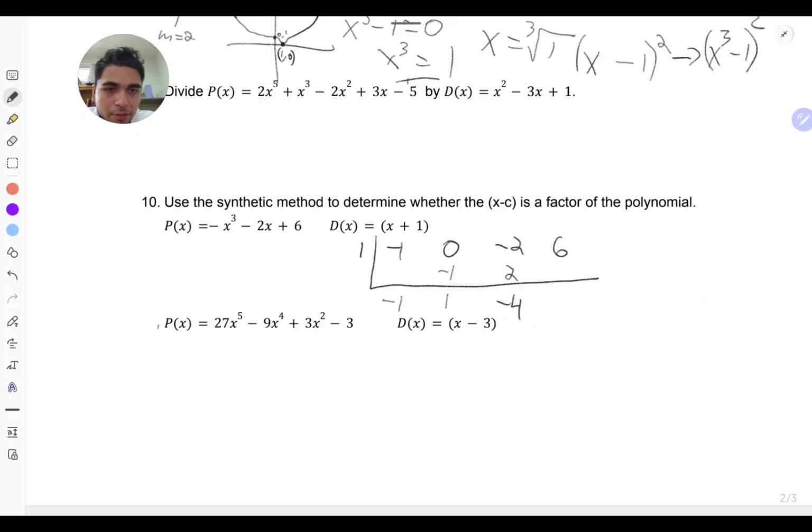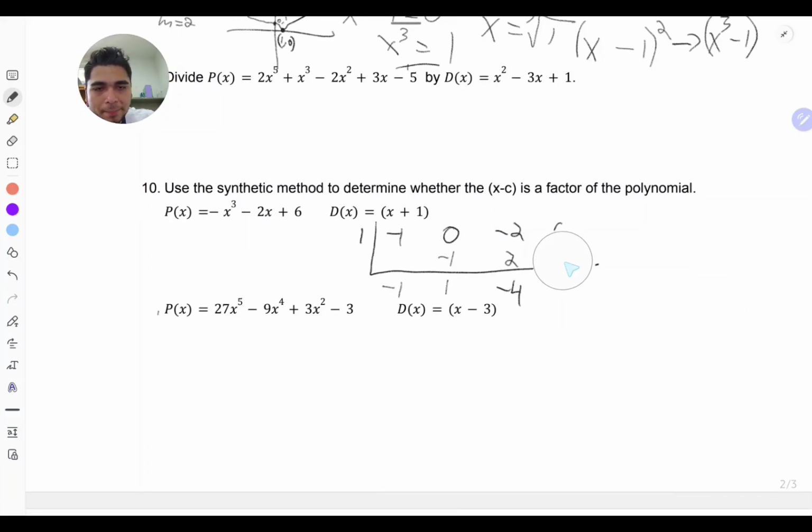Okay, so now we get to see if this works out. So negative 4 times 1 is equal to negative 4. Okay, and of course, oh, my bad, here, 6, and we said this is negative 4. So 6 minus negative 4 is equal to 10. So, okay, in the end we have a remainder of 10.